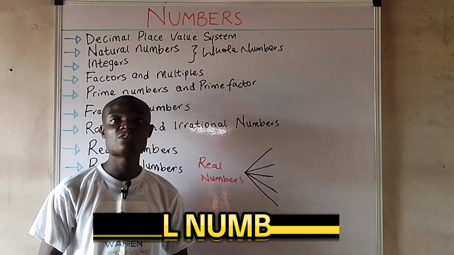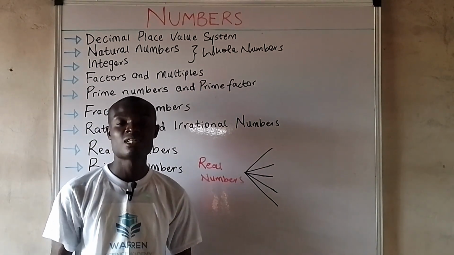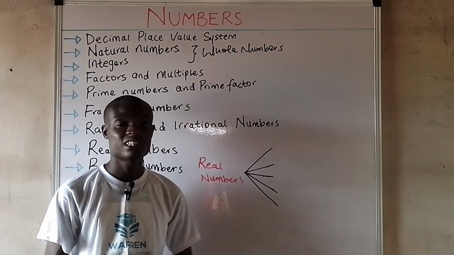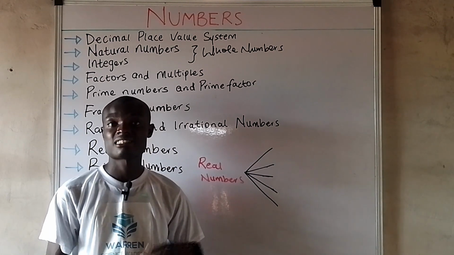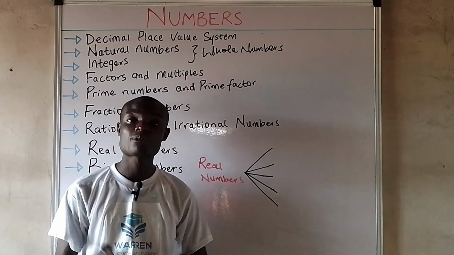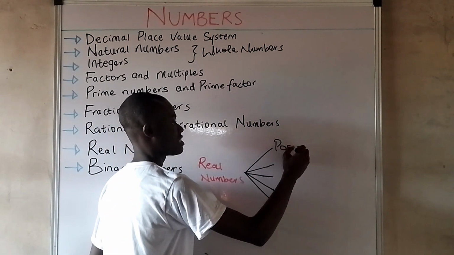So we move on to look at real numbers. Real is just like the word reality. In reality, we have both positive numbers and negative numbers. Numbers exist as fractions, and exist as rational and irrational numbers. What about real numbers? Real numbers include our positive integers.